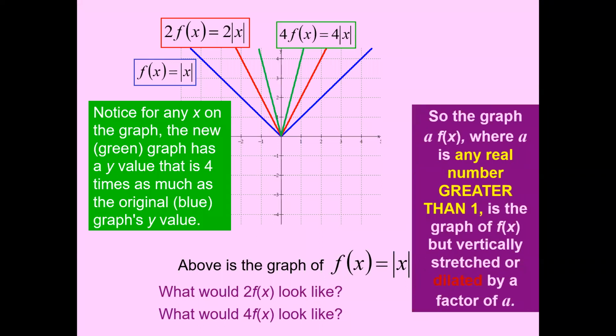So for the graph of a times f of x, a represents any real number greater than 1, okay? For example, in this case, I gave you 2 examples where a is greater than 1. So in this case, we said a is equal to 2 or 4. But if it's greater than 1, then it will be vertically stretched. You're stretching it vertically, or you can also say dilated by a factor of a.